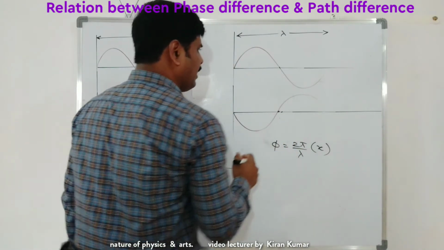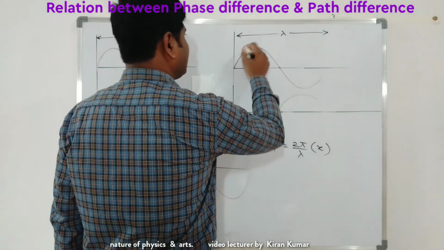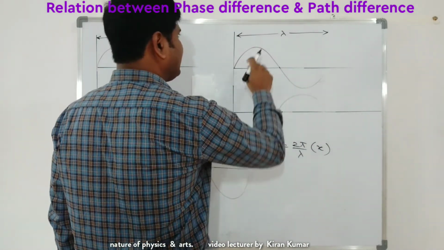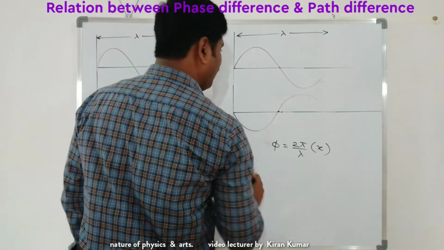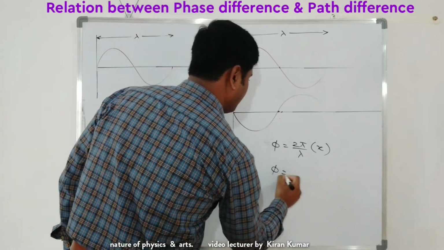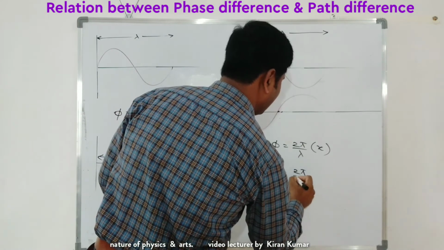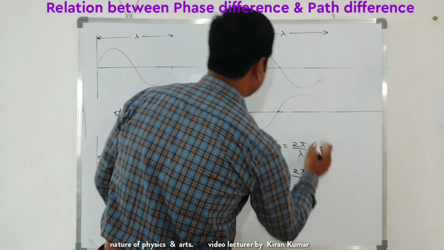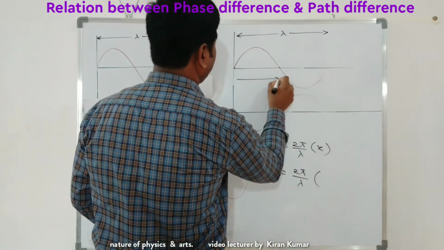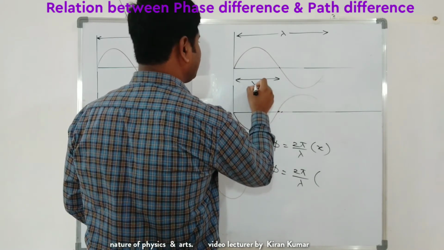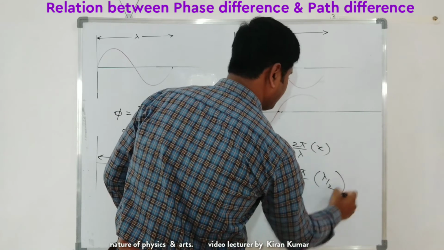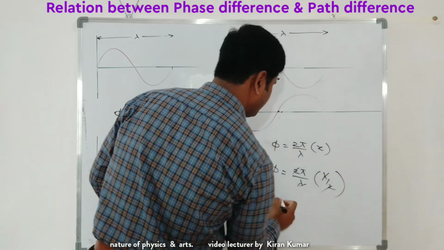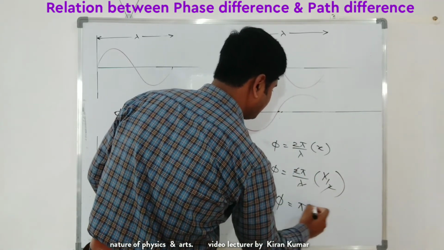So here we are considering this is the positive cycle, that is the crest, and this is the trough. So here phi is equal to 2 pi by lambda into x, where x is half of one crest, simply lambda by 2. This is lambda by 2. Lambda gets cancelled, 2 gets cancelled. Here phi is equal to pi.